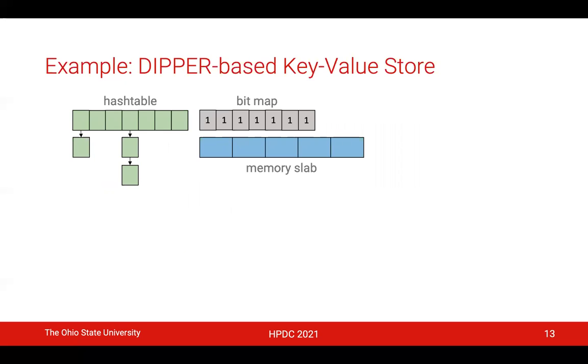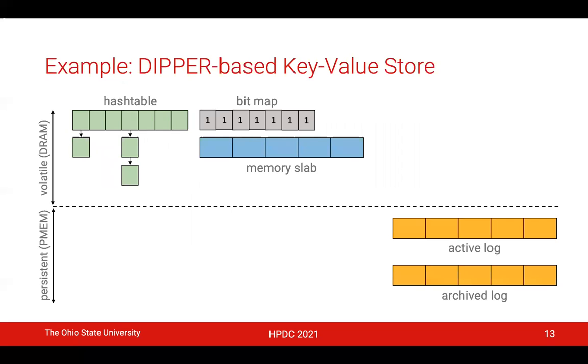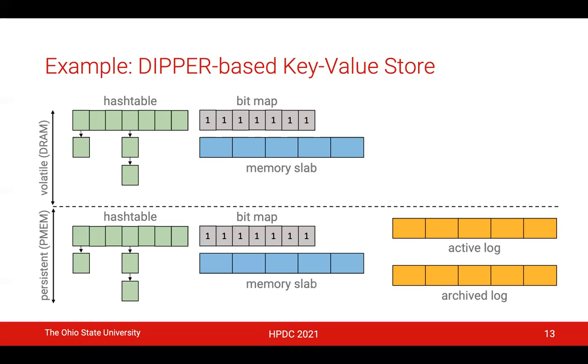Let's see how you can use Dipper to make a volatile key value store persistent with a simple example. Assuming you have a volatile key value store, which is implemented using a hash table and a memory slab indexed using a bitmap, let's see how Dipper works. First, we have two operation logs inside persistent memory called the active log and the archive log. Second, we have exactly the same representations of the volatile data structures in persistent memory as well.